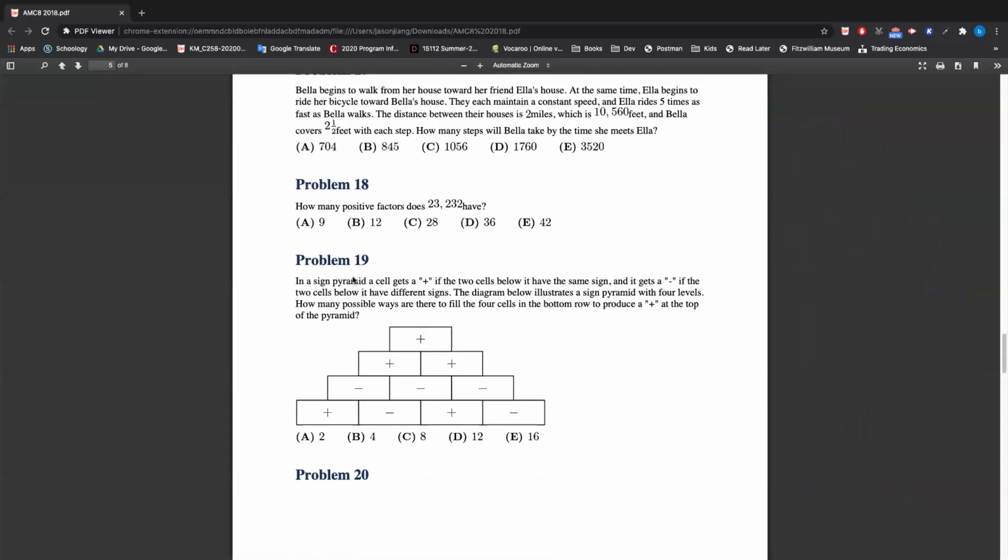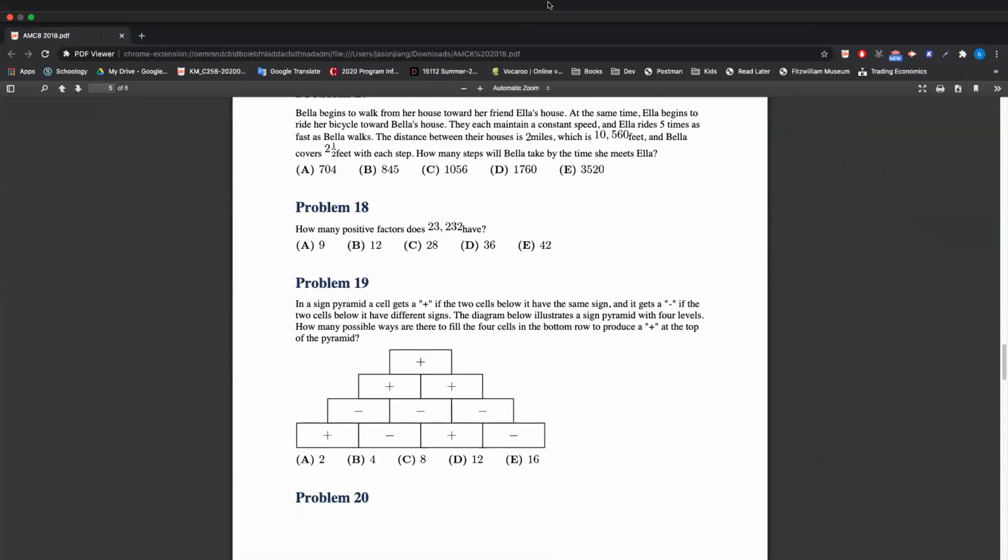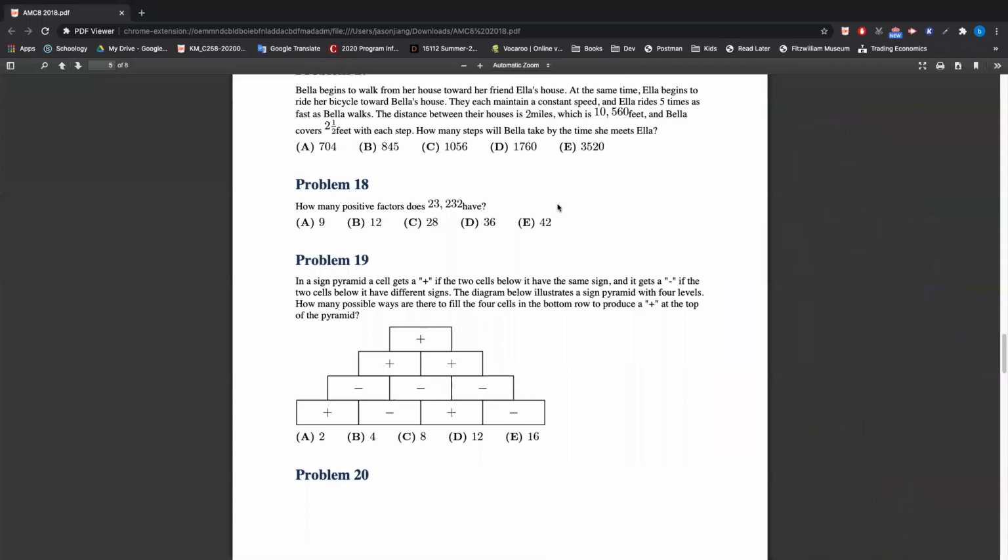We have a sine pyramid. Interesting. Okay. Each cell gets a plus if the 2 cells below it have the same sign, and a minus if the 2 cells below it have different signs. We have a picture, a diagram for a 4-level pyramid. We want to know how many ways there are to fill the cells in the bottom row to produce a plus at the top. Okay.